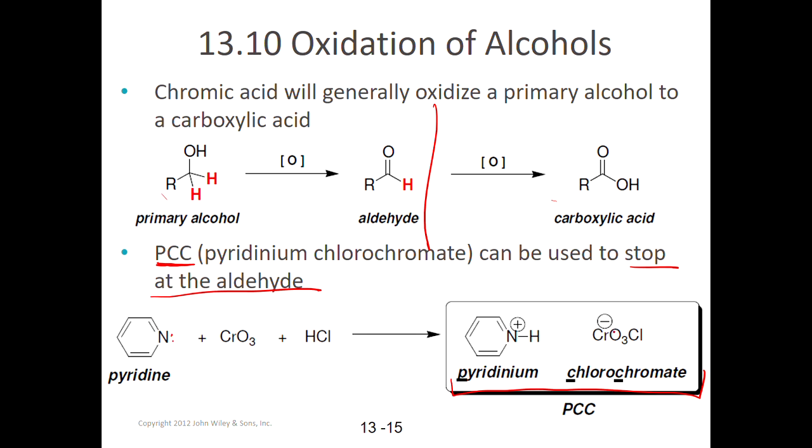This combination with the pyridinium lowers the reactivity of the oxidizing agent. So it's reactive enough to oxidize the primary alcohol to the aldehyde, but it's not strong enough of an agent to convert the aldehyde into the carboxylic acid. And so you want to do enough practice to remember that PCC specifically is the one reagent you need to know that will convert a primary alcohol into an aldehyde and then stop reacting.